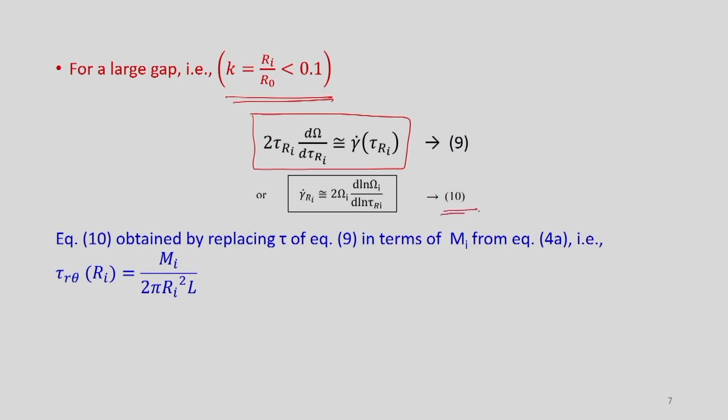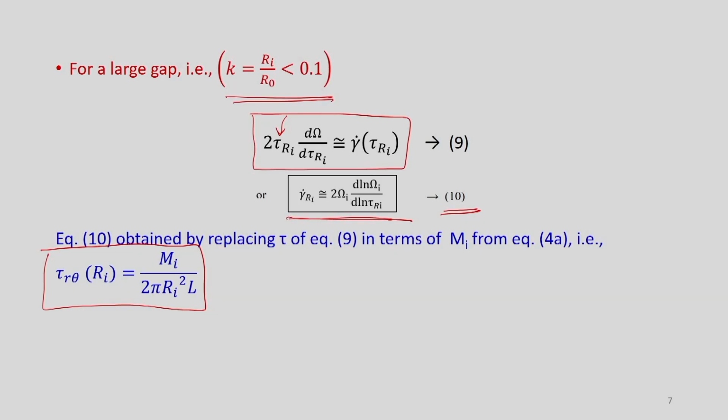So, this equation number 10 we can get by substituting tau r theta is equal to M_i by 2 pi r_i square L in equation number 9. So, then we get equation number 10. Now, here also we have an expression for the shear rate. The previous expression of shear rate is for the narrow gap concentric cylinders geometry. For large gap concentric cylinders geometry, this expression of the shear rate one has to use.